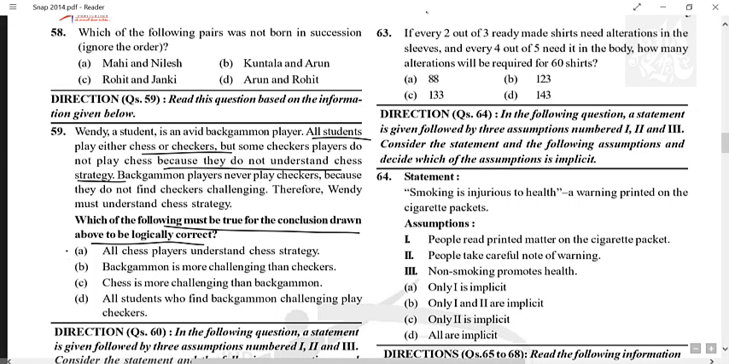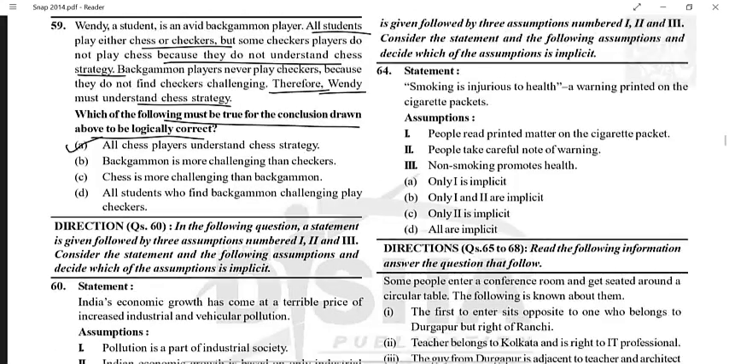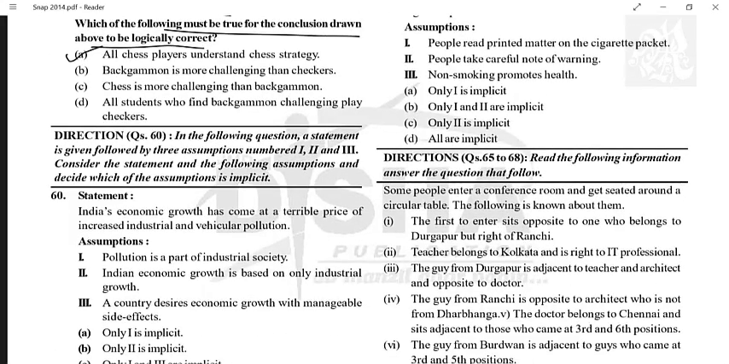So definitely all chess players must understand chess strategy, because they've spoken about chess strategy, concluding that he must understand chess strategy, which means backgammon players should understand chess strategy. So definitely chess players do understand chess strategy. That's a simple assumption here. So this can be a question like this as well.